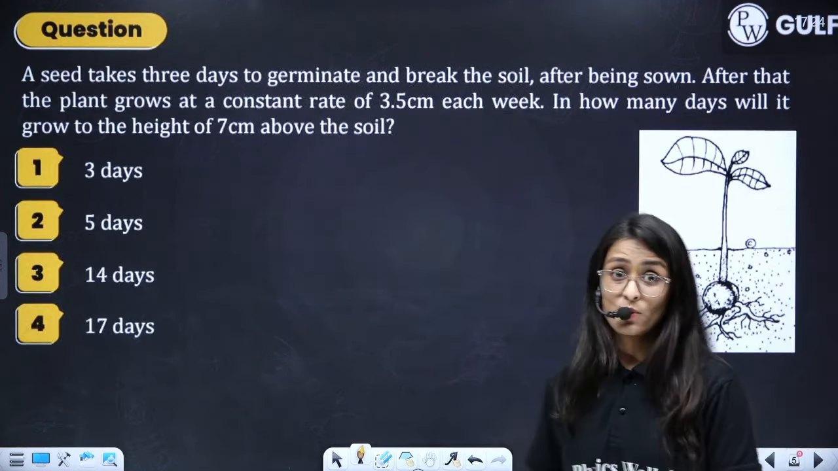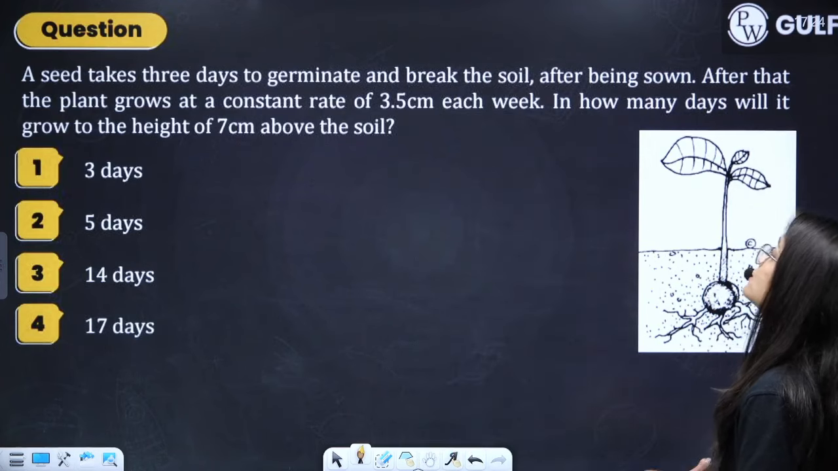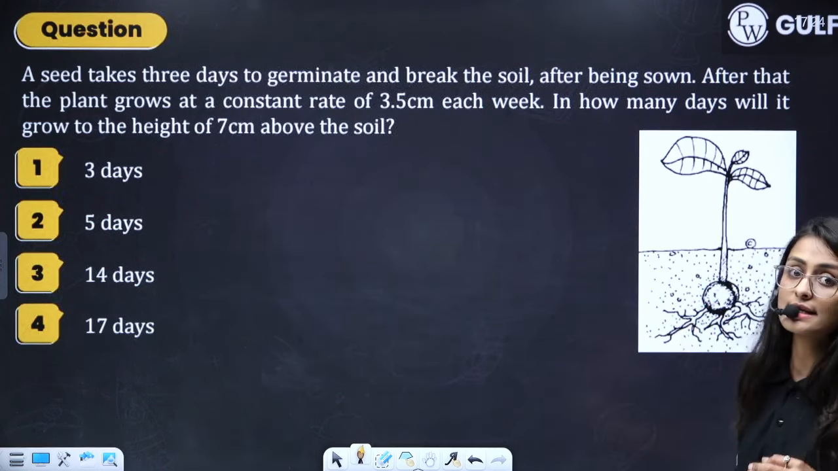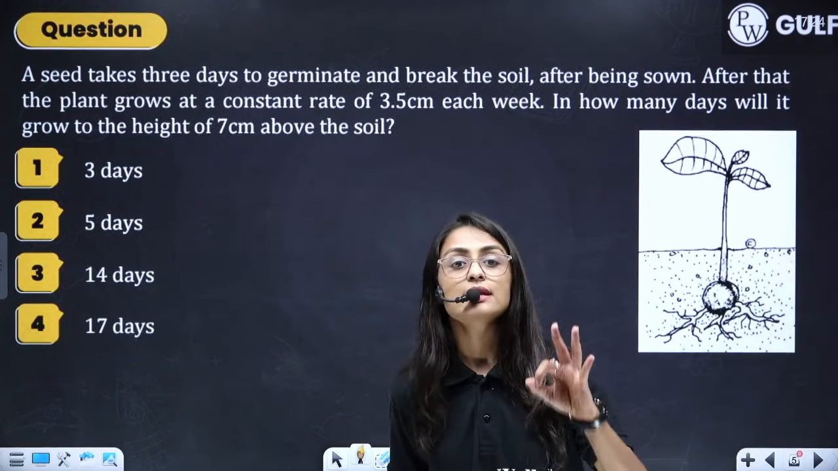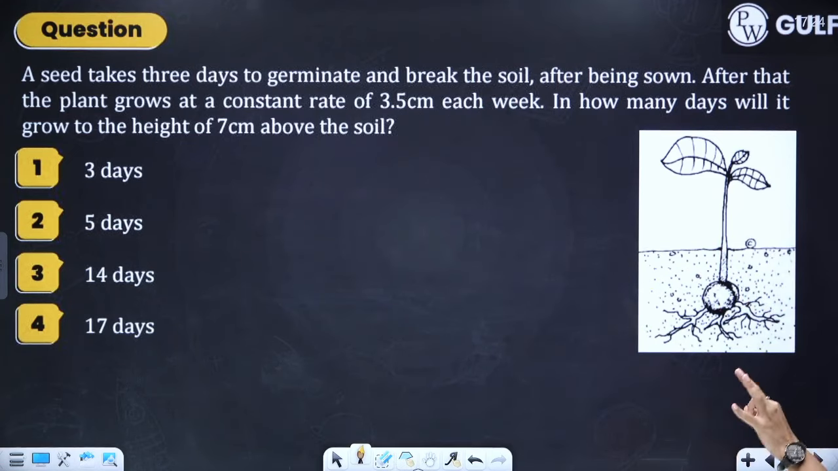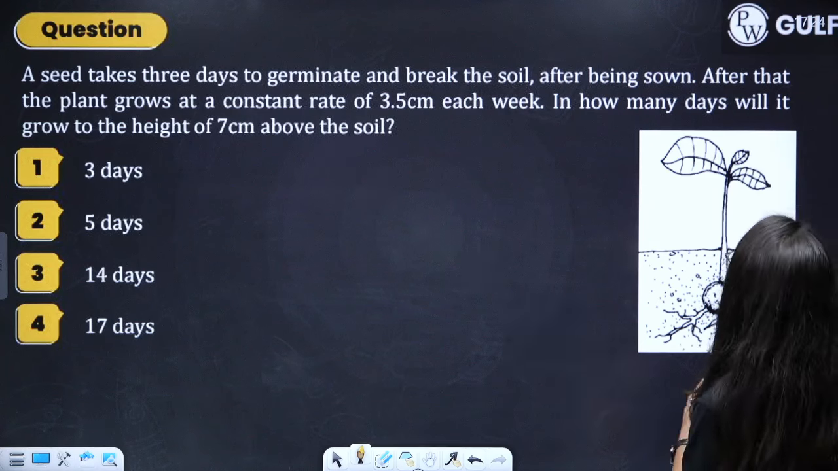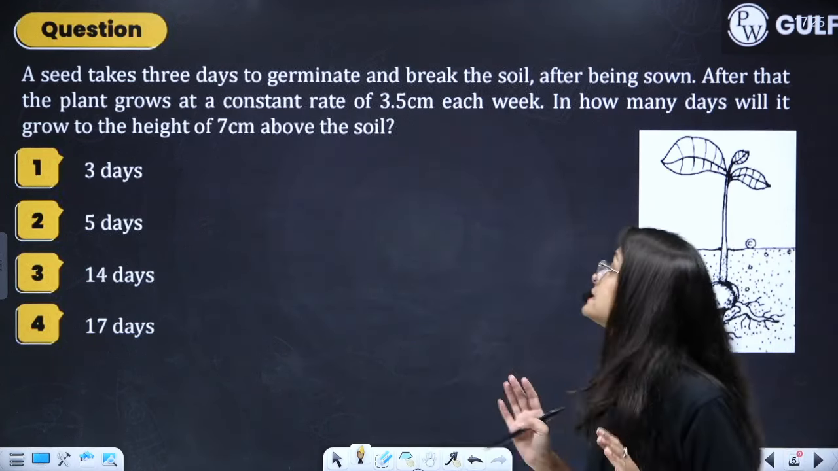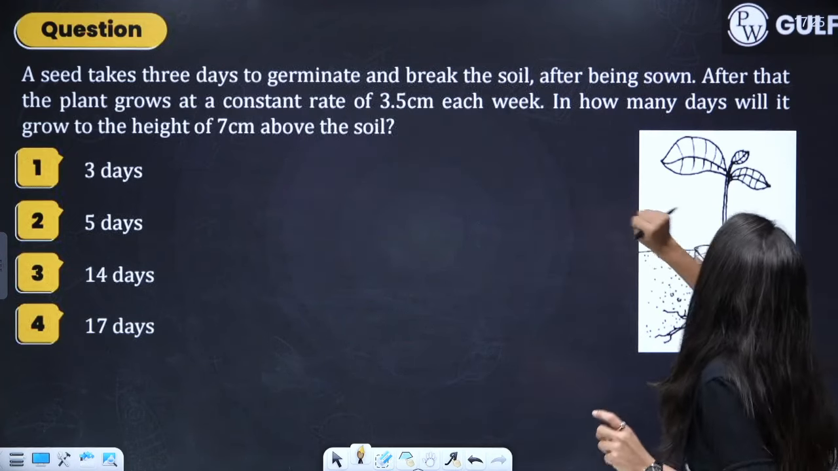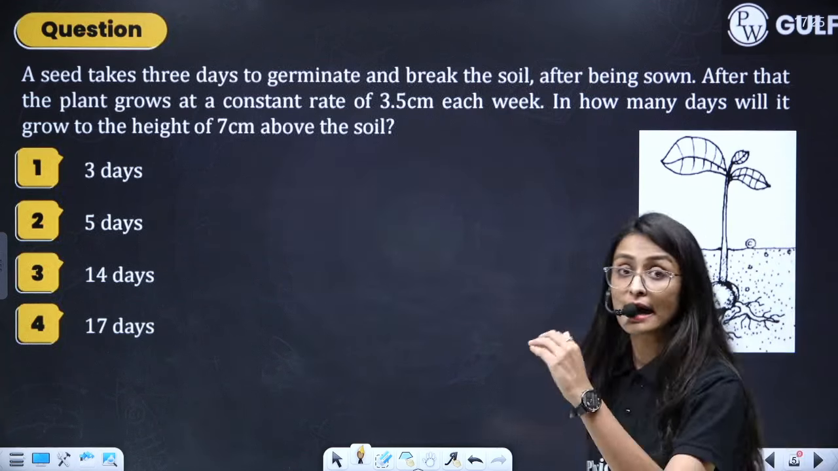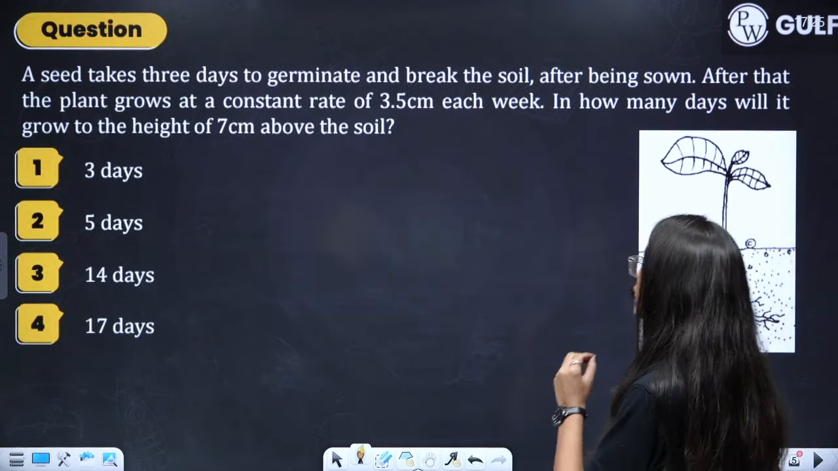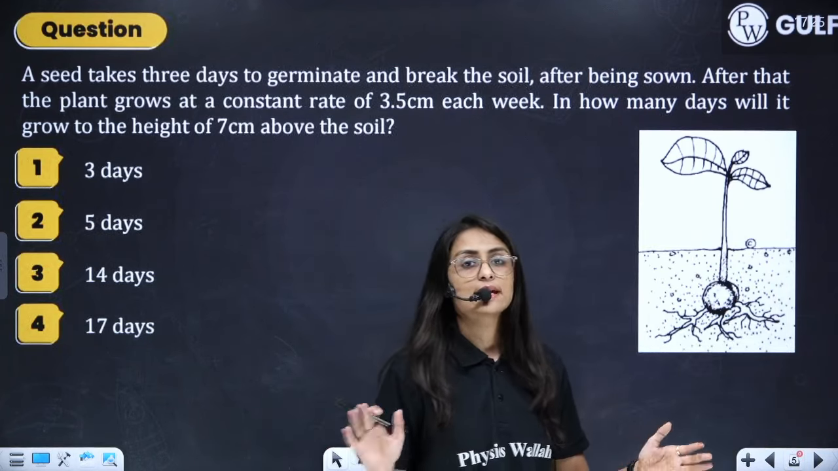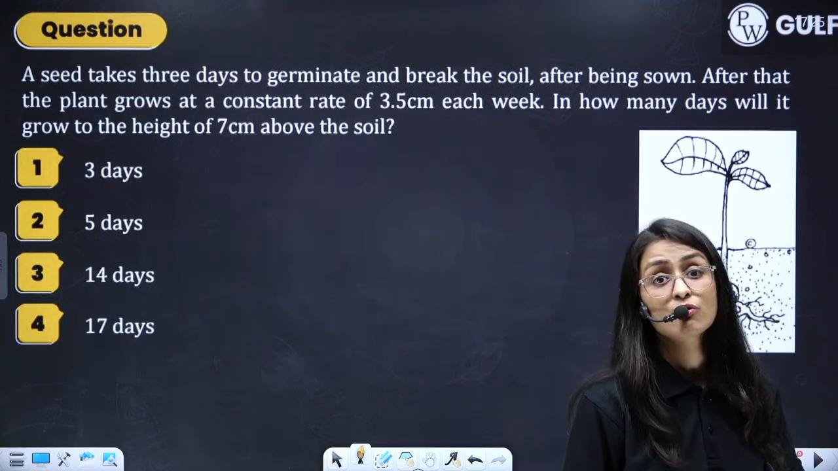Moving to next question. A seed takes 3 days to germinate and break the soil. In this question, a seed is germinating and it takes 3 days to germinate and break the soil after being sown. After that, the plant grows at a constant rate of 3.5 centimeters each week. How many days will it take to grow to the height of 7 centimeters above the soil? So we need to tell the total days it is taking to grow 7 centimeters above the soil.